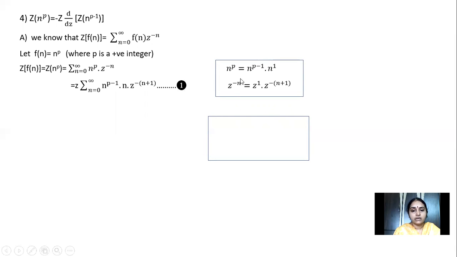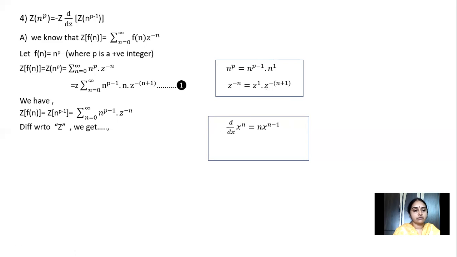Here you see n power p, you can write plus 1 minus 1 in the power. Minus 1 plus 1 cancel, again you will get n power p only. So you add plus 1 and minus 1 in the power and separate like this. You will get n power p minus 1 into n z power minus of (n plus 1), because z power minus n you can write z into z power minus of (n plus 1). Here also we added 1 and subtracted 1. So here we have written an extra z: z into sigma n equal to 0 to infinity n power p minus 1, n into z power minus of (n plus 1).